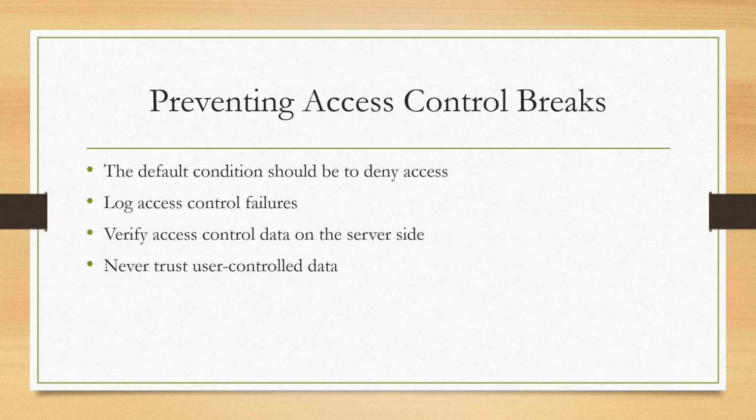Whenever someone accesses something, we should log that information. If something looks funny, like someone accessing an admin page without a username, or someone accessing an admin page who isn't an admin, that can help us see that there's an access control break. Well, it will happen, but we'll be able to notice it when it does happen, is the idea. And then the other thing is to verify access control on the server side.